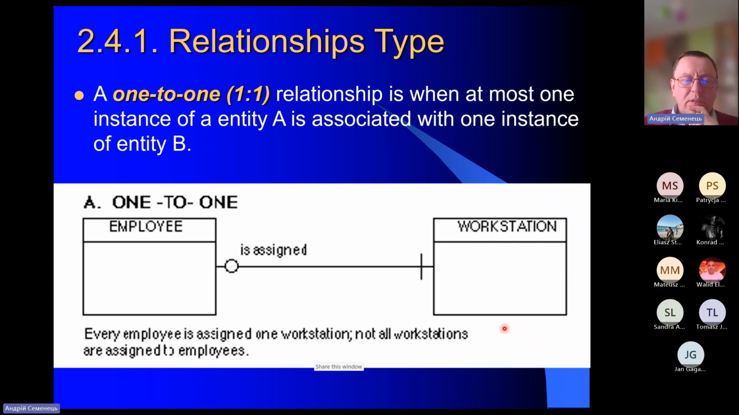And here we come to the definition of relationship types. There are actually three. One-to-one relationship is the simplest to understand. It is when at most one instance of entity A is related to one instance of entity B, like a patient and their current address, for example. It's a usual one-to-one relationship. Easiest thing.